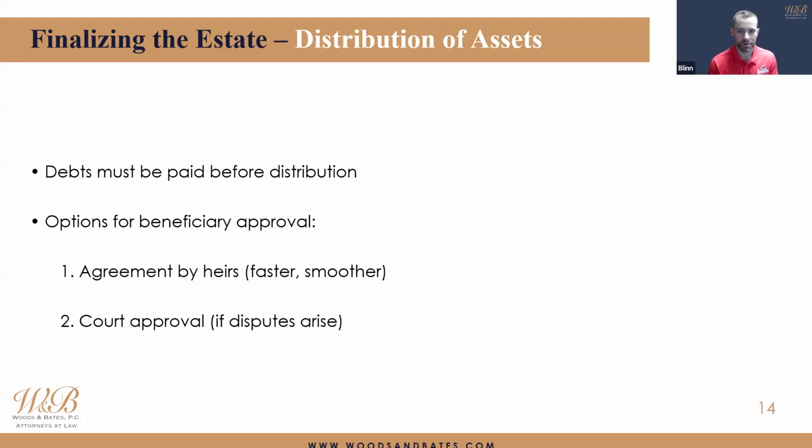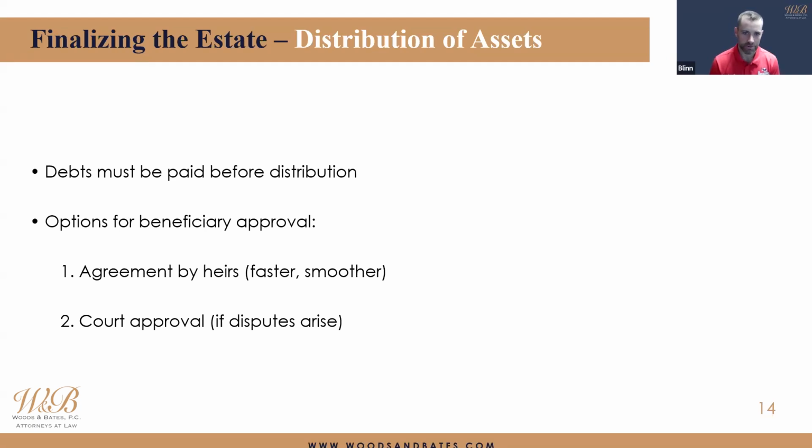That distribution can be made in one of a couple ways. Usually what we do is we say, here's an accounting of everything that came in. Here's what we paid throughout the course of the administration. Here's what's left to pay. And here's how we're proposing to distribute the rest. If you agree with that, beneficiary, please sign this document, say that you agree with it, and we will write checks and distribute all the assets of the estate.